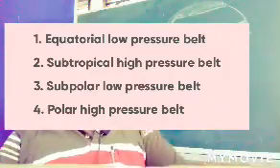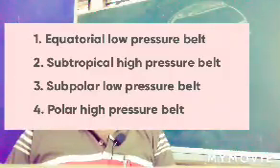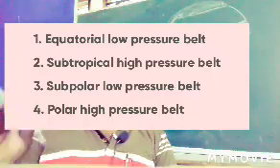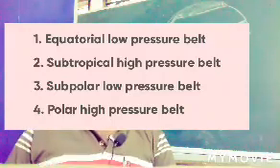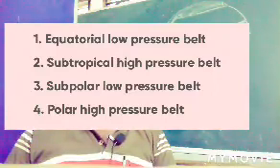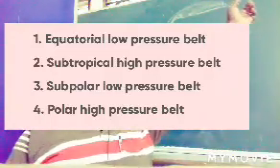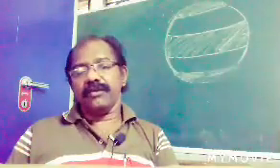The polar regions are also called a frigid zone. And the equatorial regions are also called a torrid zone. And these two areas are called temperate zones. What are they called? Temperate zones.